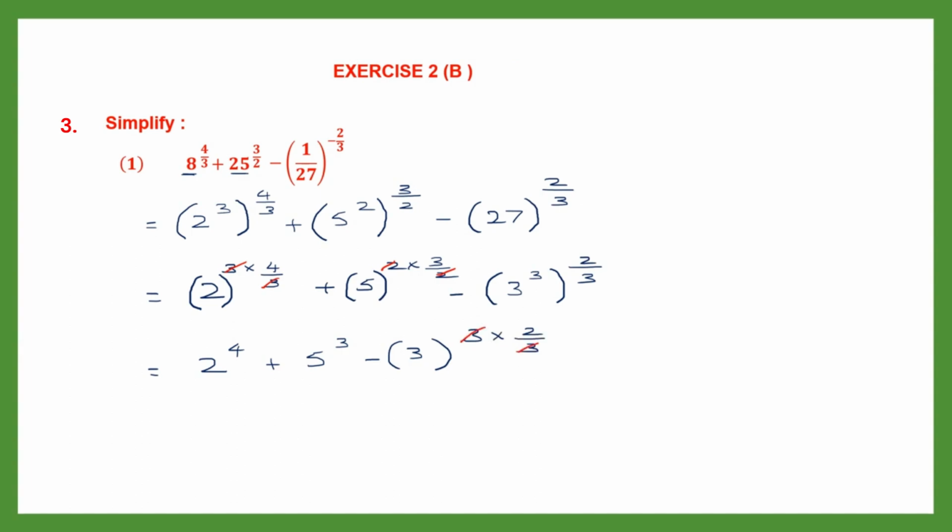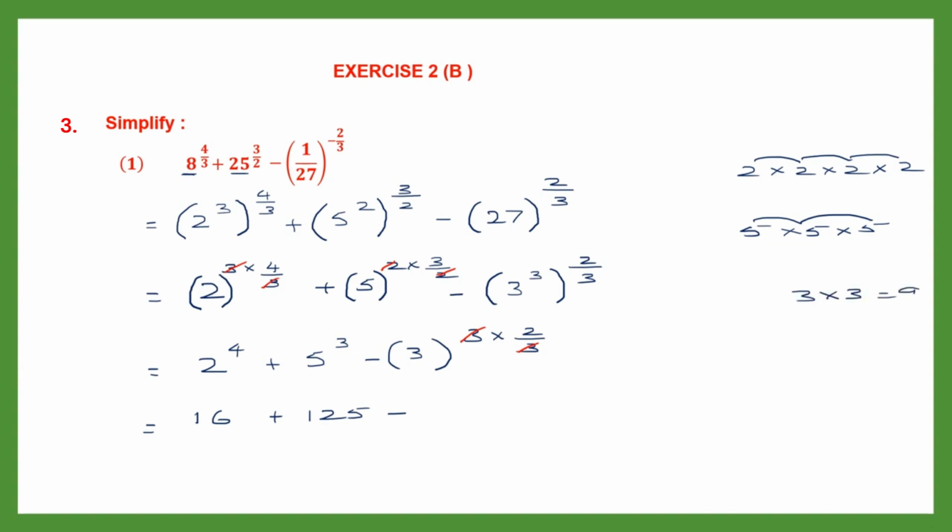So now let's simplify these. 2 to the power of 4 means 2 into 2 into 2 into 2. 2 2s are 4, 4 2s are 8, 8 2s are 16 plus 5 to the power of 3 means 5 into 5 into 5. That is 5 5s are 25, 25 5s are 125 minus, now 3 raised to the power of 2. So 3 raised to the power of 2 will be 3 into 3, which is 9, minus 9.